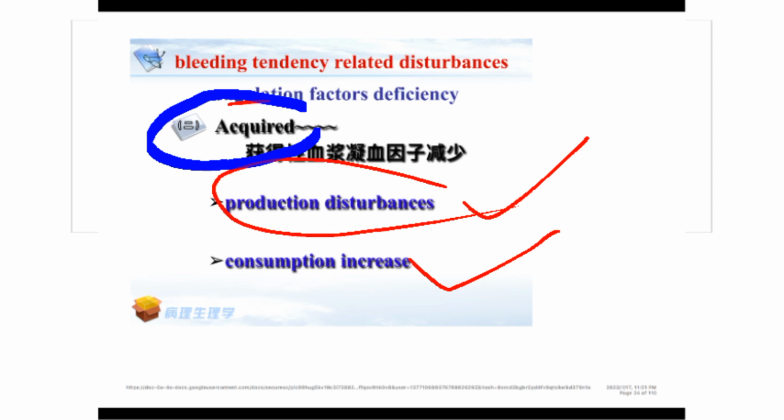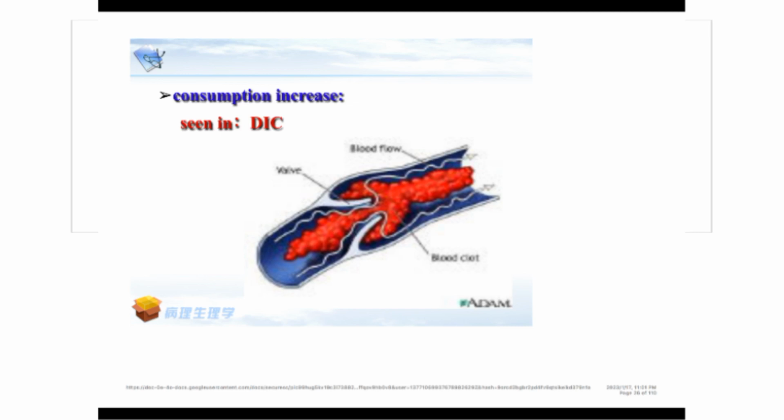If there is increased consumption or increased loss, for example, if someone is having DIC, which is known as disseminated intravascular coagulation, he will consume up all his clotting factors. If you consume it all before you synthesize new ones, definitely you will be having bleeding.